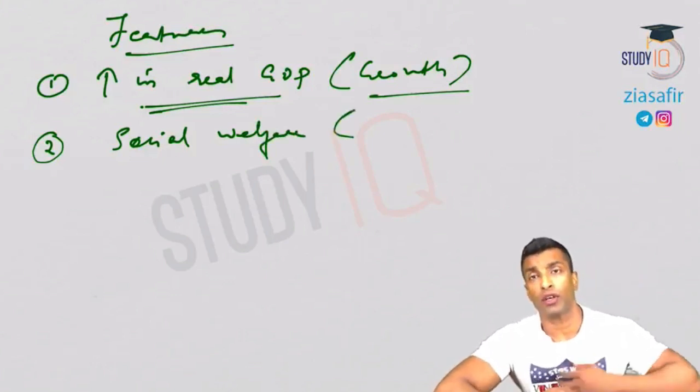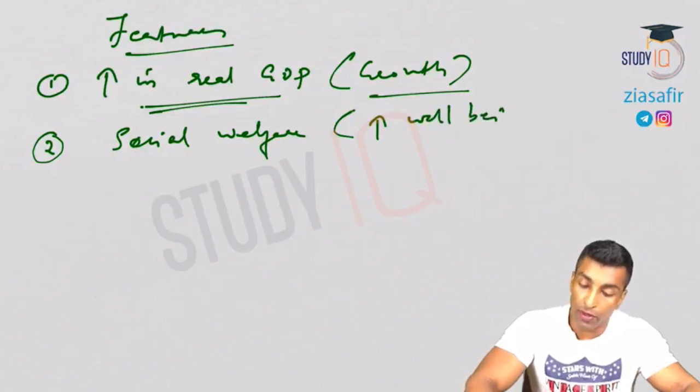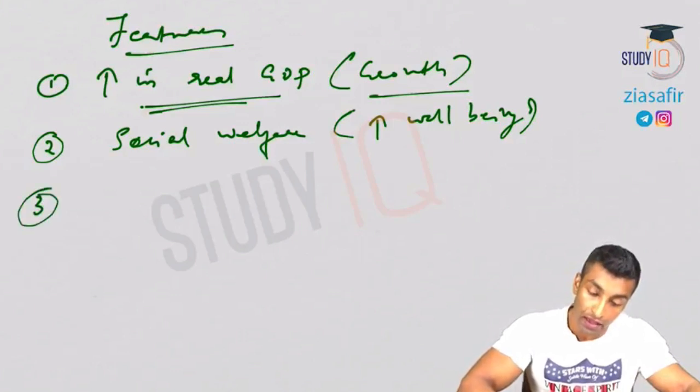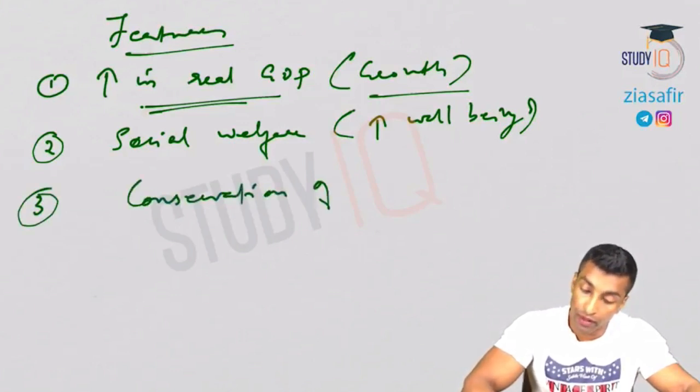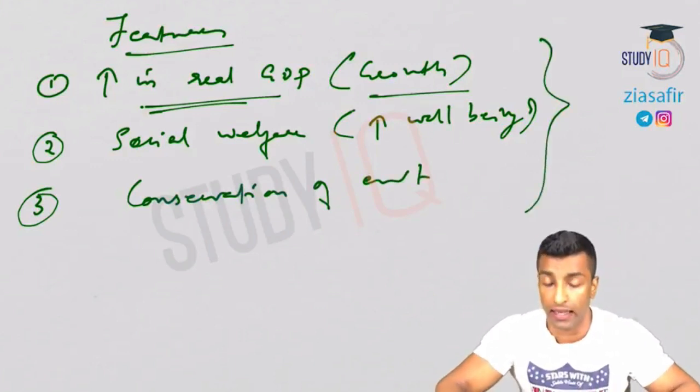That means here we are talking about well-being of people. So increase well-being of people. So growth is important, well-being is important. Third one, conservation of environment. So all these three are the important features which you can see in that definition.